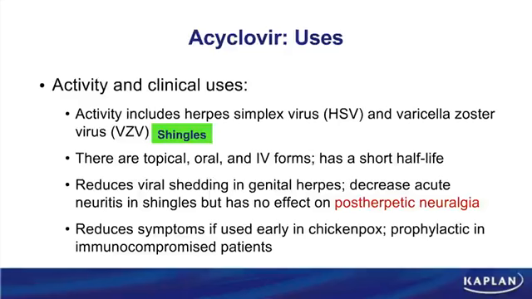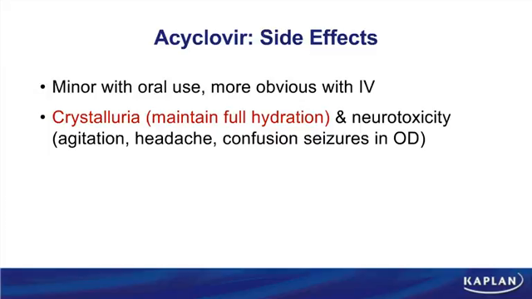So we can certainly use these types of drugs to reduce symptoms if used early in chickenpox or prophylactically in immunocompromised patients. When you think about side effects for acyclovir, generally they are very minor. If you take this drug IV, and certainly if you take it chronically, there's a greater risk that you might get crystalluria. So the patient, if they're taking this drug, should drink lots of fluids, keep them well hydrated to avoid this side effect. It's interesting that in our notes we highlight the fact that acyclovir is not hematotoxic. It doesn't cause bone marrow suppression.